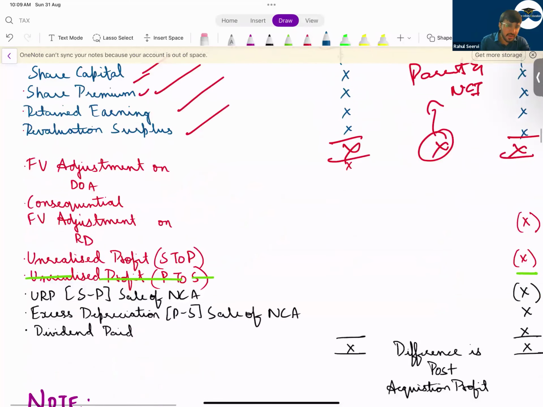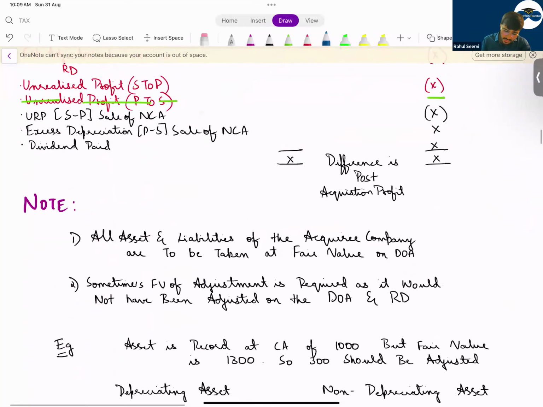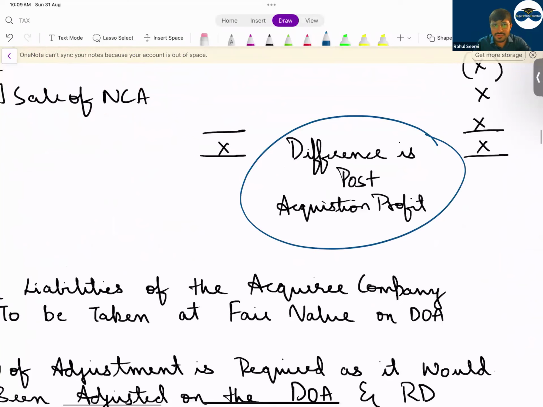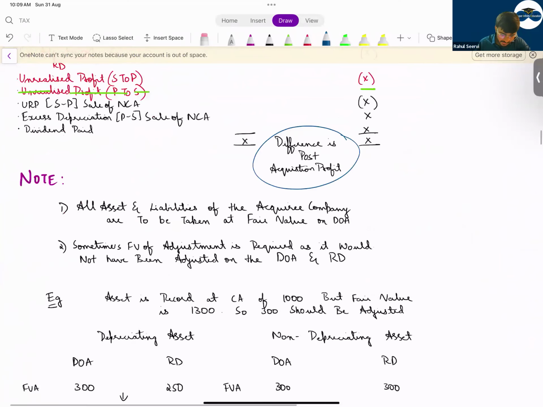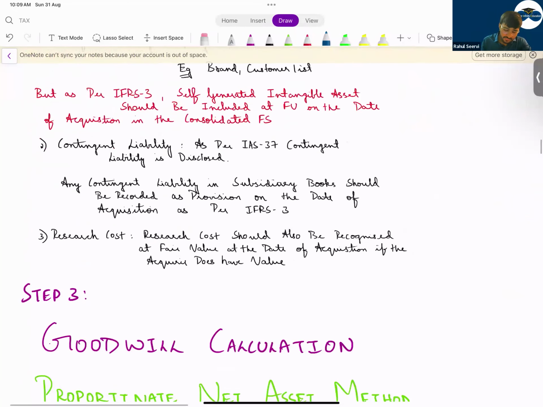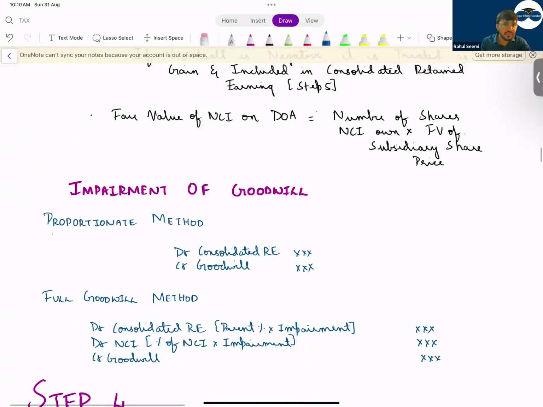So then you will do some fair value adjustments, etc. We will see what that is. So now, why do we do this, sir? We do this to calculate the post acquisition profits. Then what is the next step? The next step is goodwill calculation. After this we have NCI calculation. Then we have retained earnings.